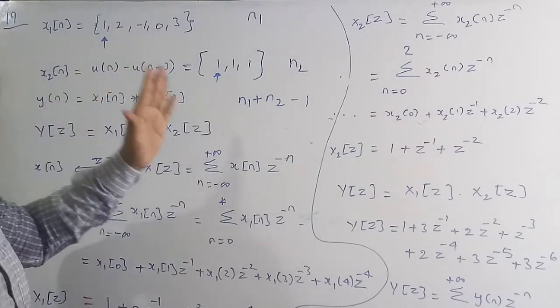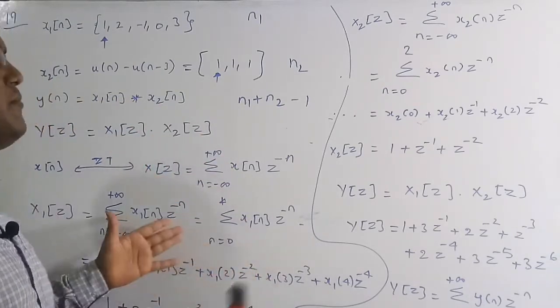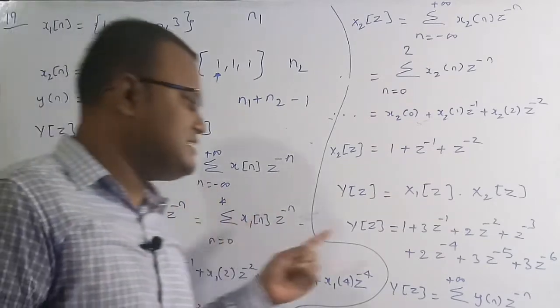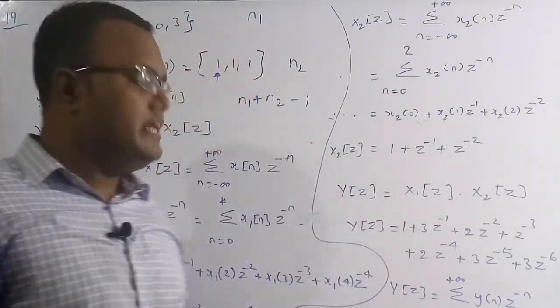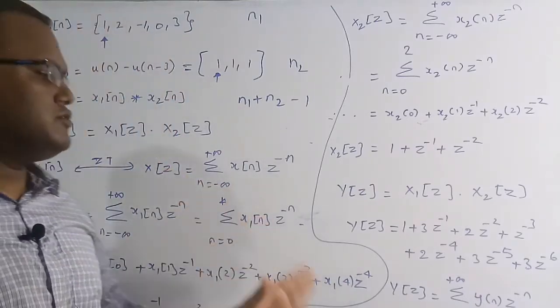So you have to convert x1 of n into x1 of z, and x2 of n into x2 of z, and multiply these two using the basic fundamental equation. Then rearrange this and compare with the standard equation. Then we are going to get the sequence y of n. This is the solution of this question. Now we are going to solve the last question of this lecture.